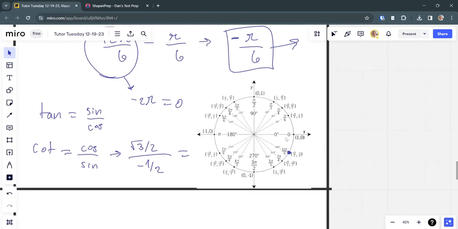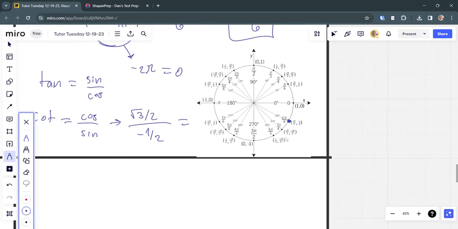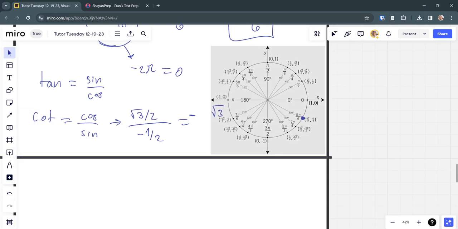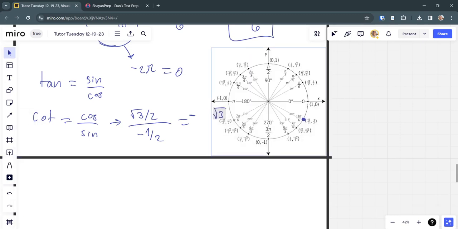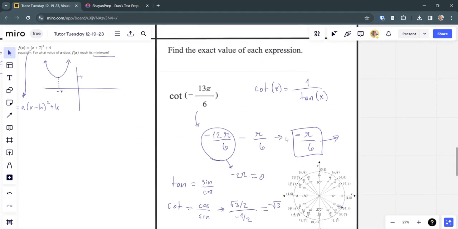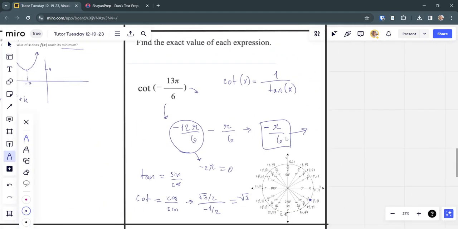But yeah, when you divide out the square root of 3 over 2 divided by negative 1/2, that's going to be negative square root of 3. So that makes the value of this expression equal to negative square root of 3.